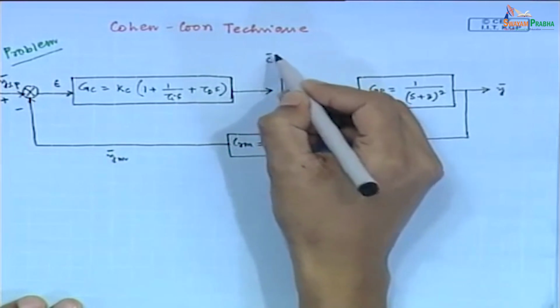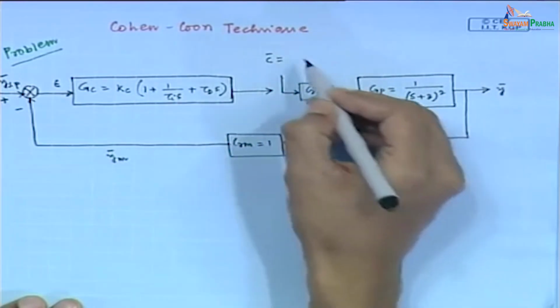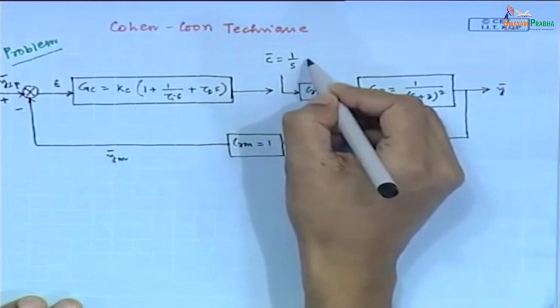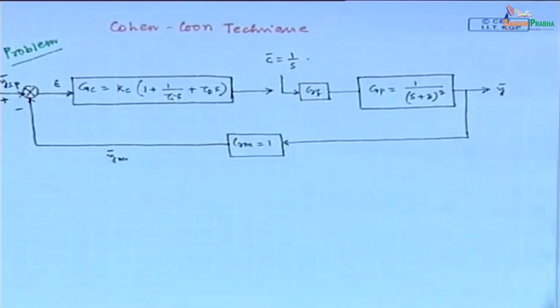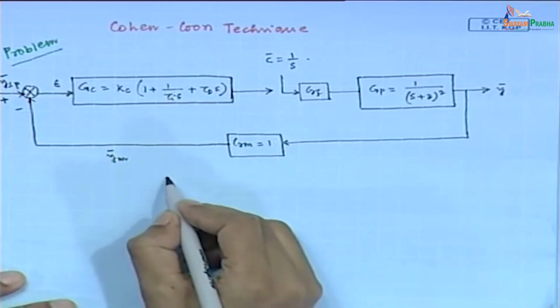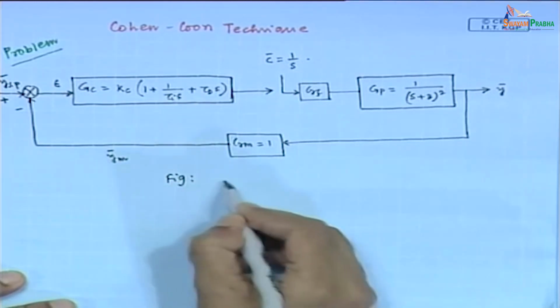Suppose a unit step change is introduced in the controller output signal. That is, a unit step change is introduced in the input signal to the final control element. So, this is the process.